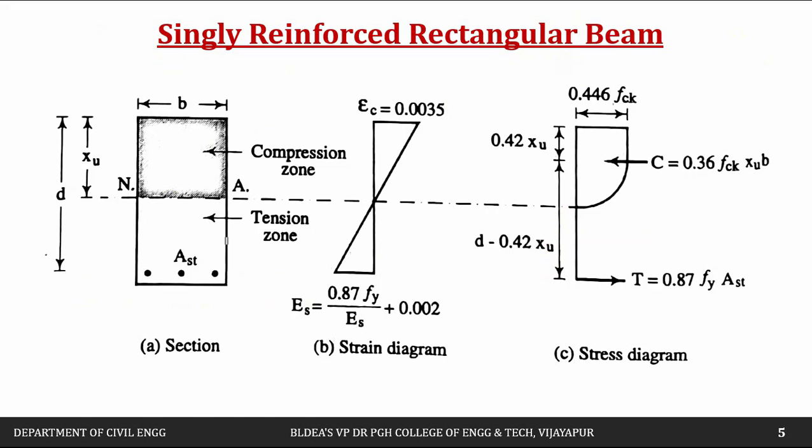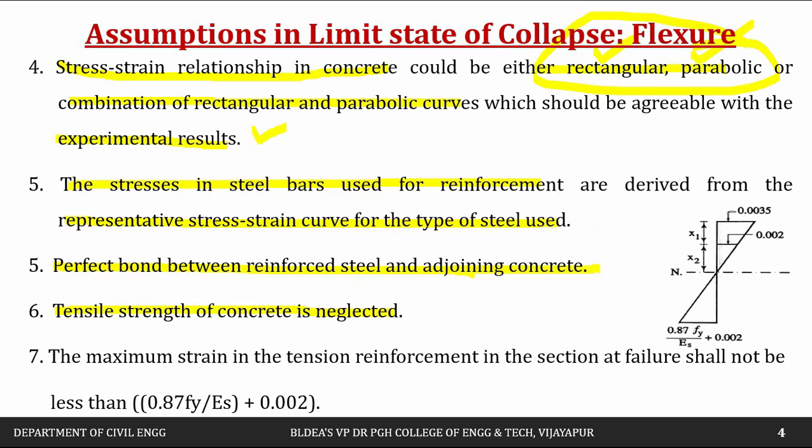Then next, the maximum strain in the tensile reinforcement in the section at failure shall not be less than 0.87 fy divided by Es plus 0.002. That means, if you see, this is the strain profile.